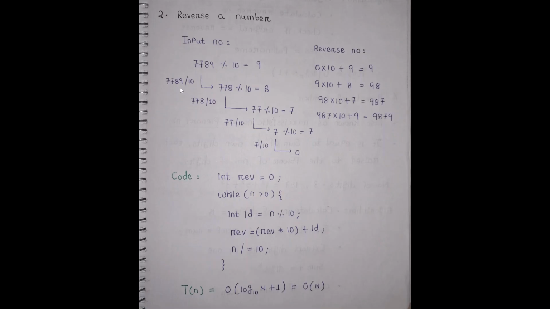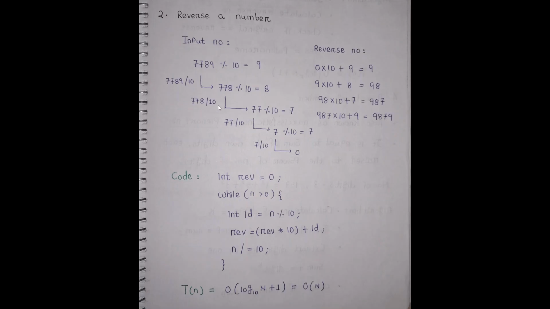Then we have to divide the number by 10 so that we can extract the next digit in the next iteration. So if we divide the number by 10, it becomes 778. Then we again modulo 10 it to get the next digit that is 8. Now our reverse number is 9, not 0. So we have to multiply the place value 10 with 9 and then add up the digit that we got over here to get 9 into 10 plus 8 that is equal to 98.